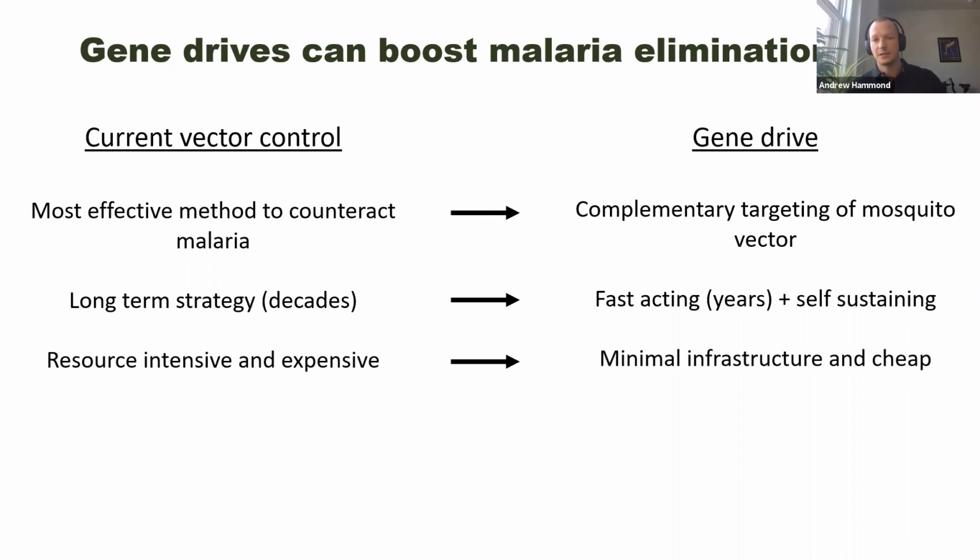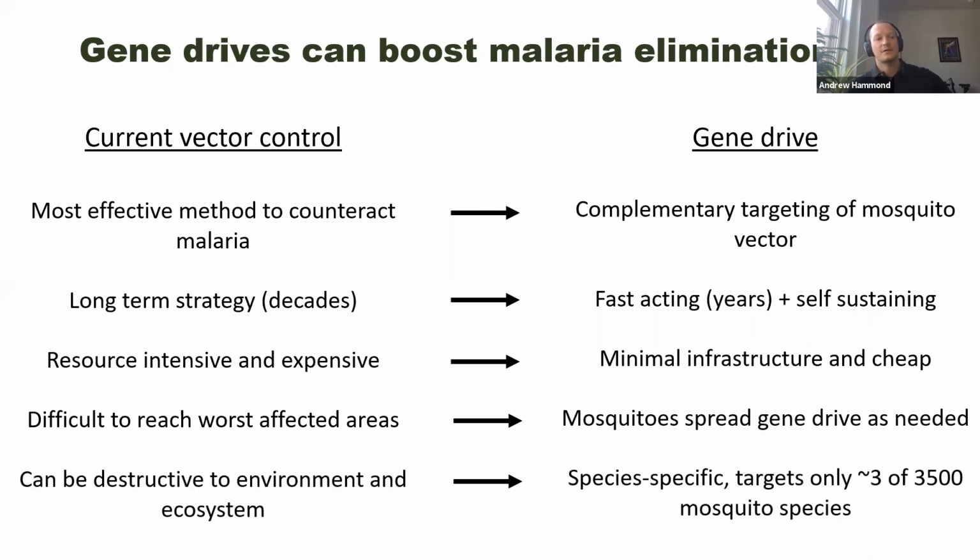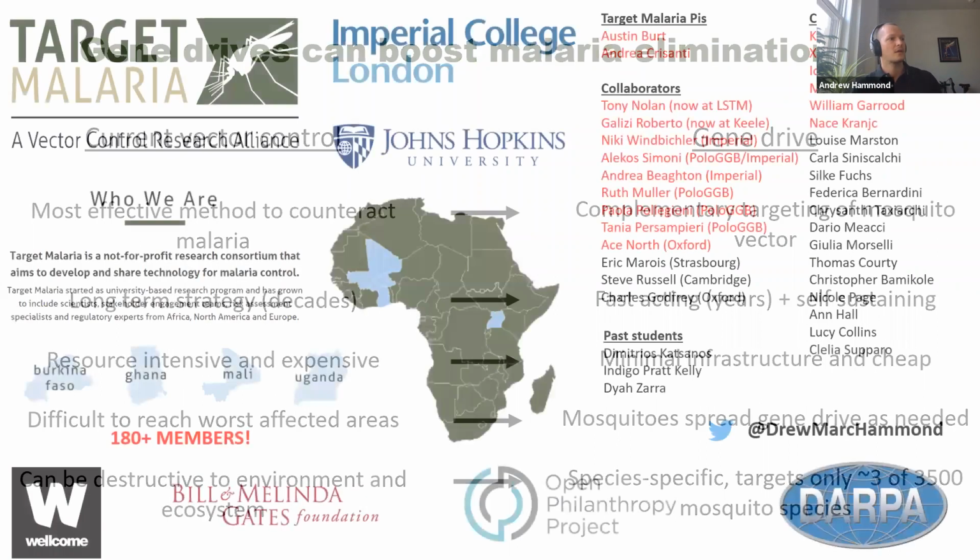They're the thing that spreads it. So it's not very resource intensive as compared to widespread use of insecticides. And mosquitoes, because they are the thing that spread, can bring that intervention into the places that need it the most. And finally, I would say, because gene drives are species specific, you can actually impact those few species that transmit malaria without affecting the 3,500 mosquito species that do not transmit human disease.